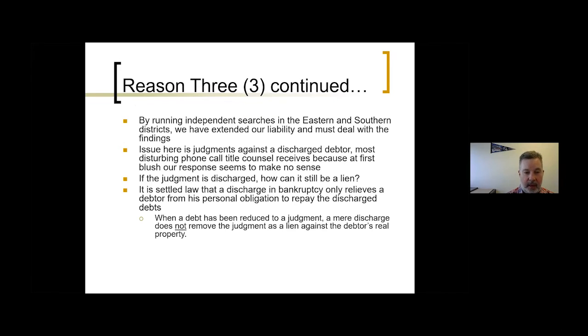But as you all know, when you see your title reports, we run independent searches in the Eastern and Southern districts, depending on where the property is. And by doing this, we extend our liability and must deal with the findings. So what we're talking about here in reason 3 is a judgment against a discharged debtor. And it is one of the hardest conversations to have with an attorney or their client.